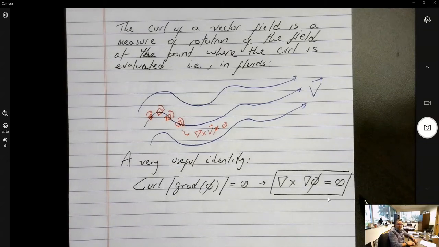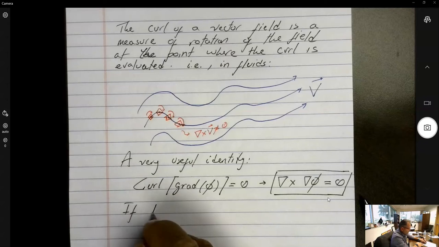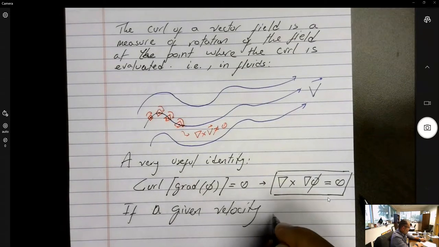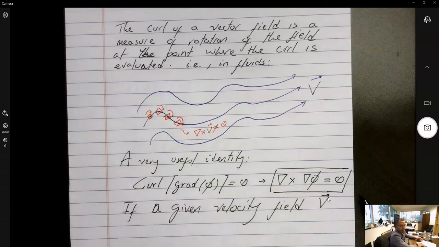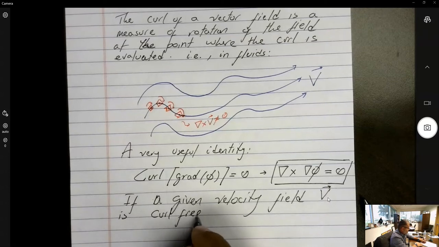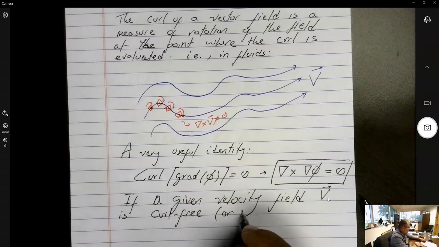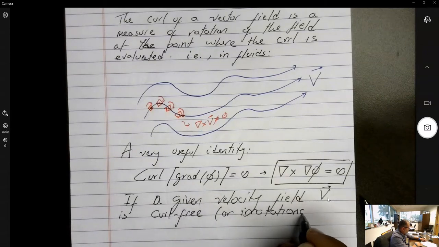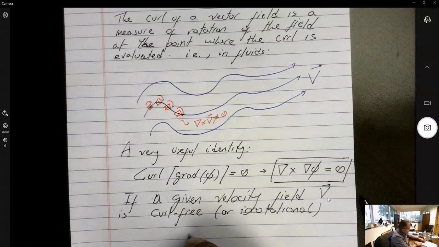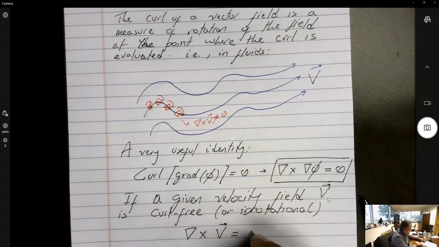Okay, so this is very useful for one particular reason. This implies that if a given velocity field v, or vector field for that matter, is curl free or irrotational, so we call fields that have 0 curl irrotational. That means curl free everywhere, not just at a single point. When you take the curl of a vector field, it happens to be 0 everywhere.